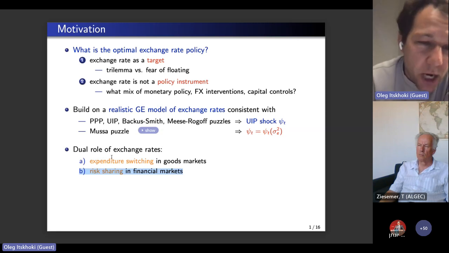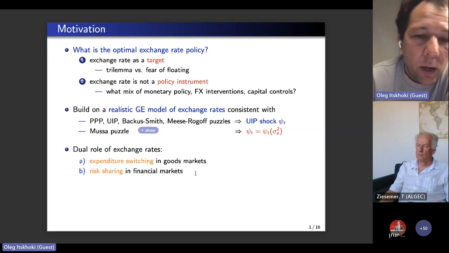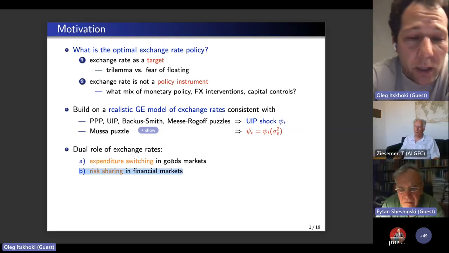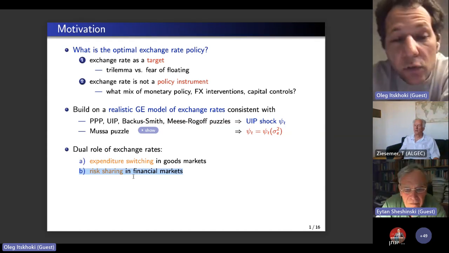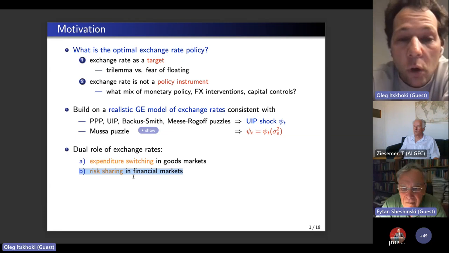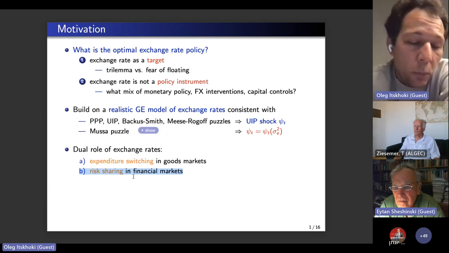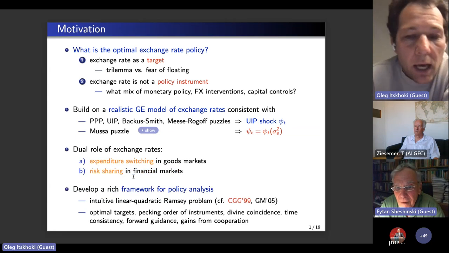And so once you have this trade-off, which is in a way a novel trade-off that we bring into the analysis, it's the feature that's necessary to fit the data, but it also leads to a very interesting new optimal exchange rate policy analysis.